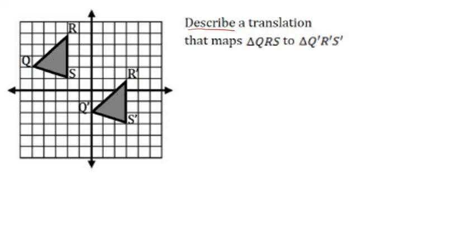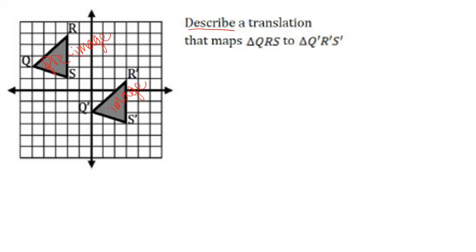We call the original image, or triangle QRS, our pre-image. And that's just some more notation, or more terminology, for you to know. And then we call our triangle Q prime R prime S prime the image. So pre-image because it was what it was before we moved, and then the image because that's our end result.